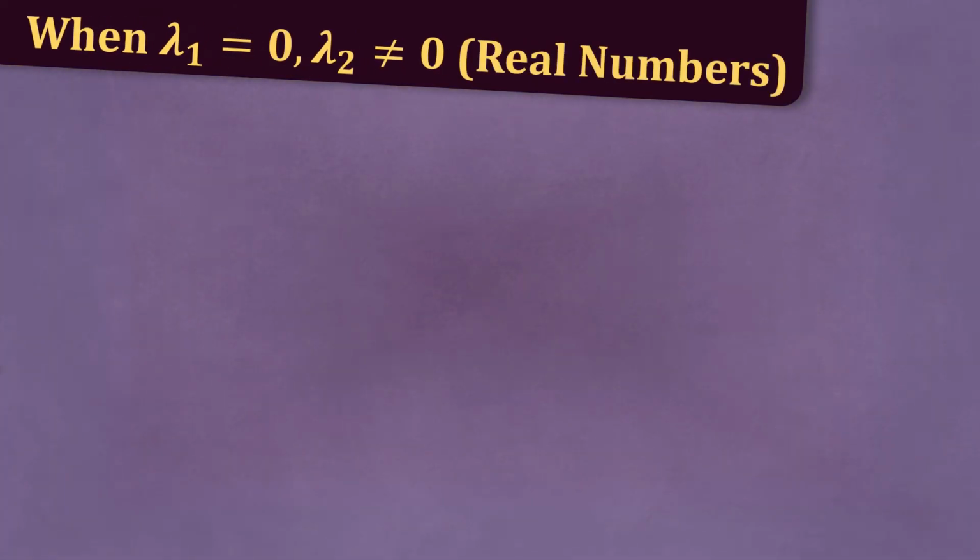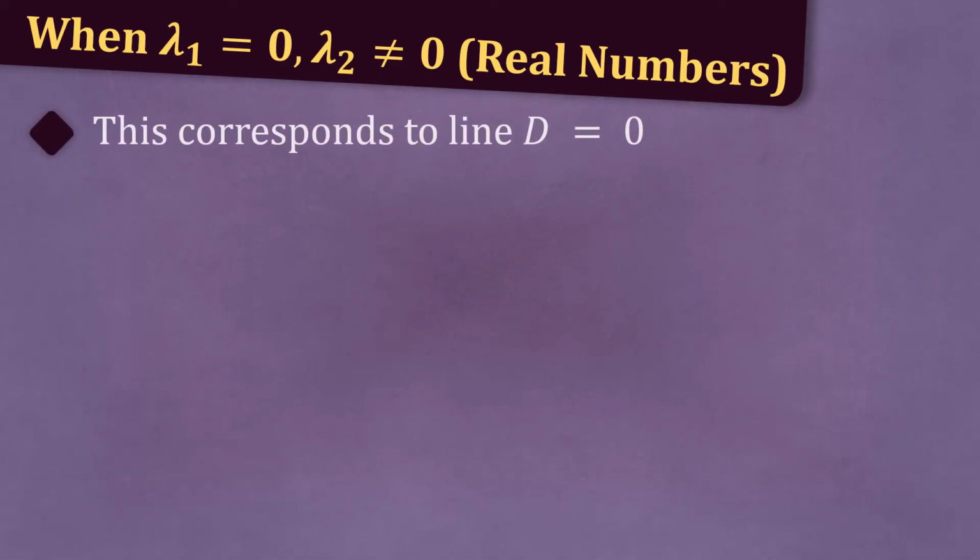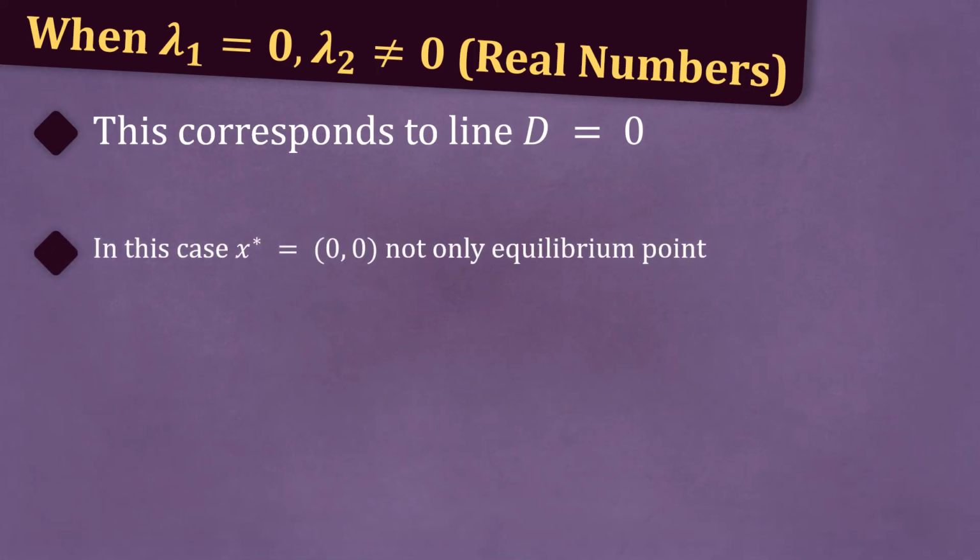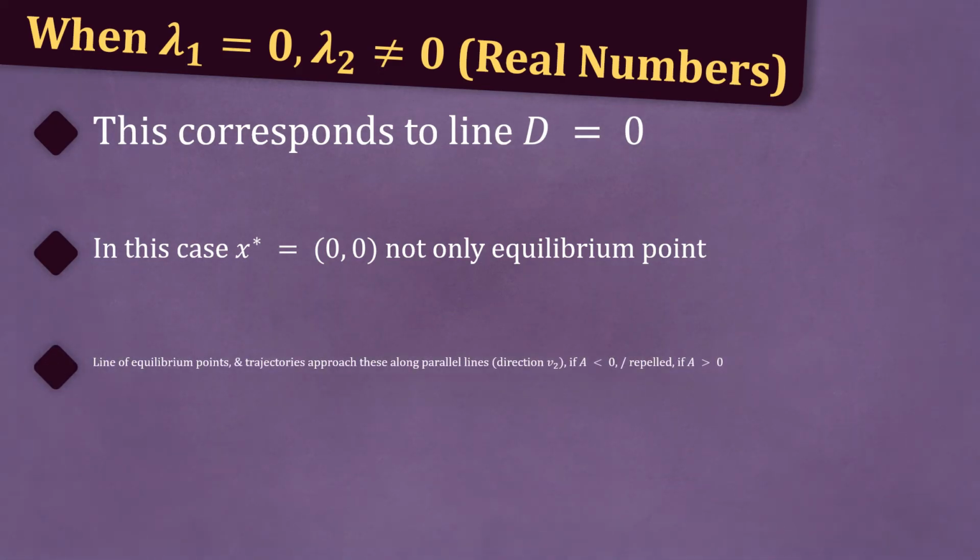Now, let's consider the case where lambda 1 is equal to 0, but lambda 2 is equal to some non-zero real number. This corresponds to the line d equals 0. In this case, x star equaling (0, 0) is not the only equilibrium point. There is a whole line full of equilibrium points, and the trajectories approach these equilibrium points along some parallel lines, having the same direction as v2 if a is negative, or are repelled if a is positive.